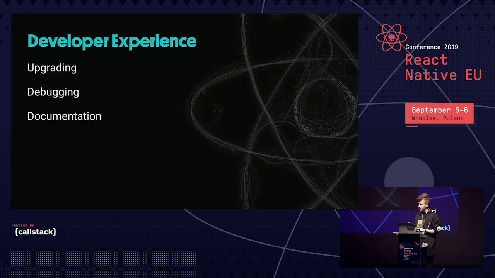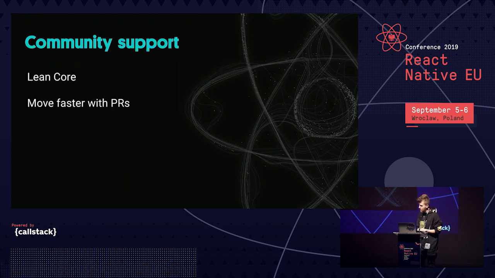Let's move on to another section, which is community support. For improving the community support and stability of the framework, we have worked together with Facebook on investing more time into open source and prioritizing community contributions and the community. As a part of that, we have put a lot of effort into Lean Core and tried to move faster with the PRs.